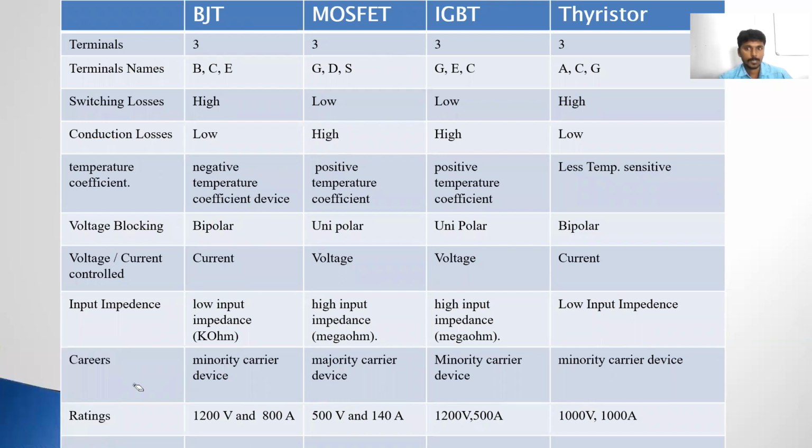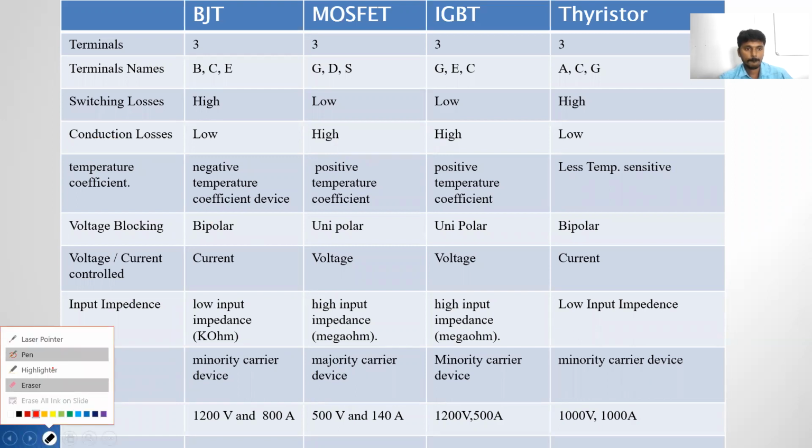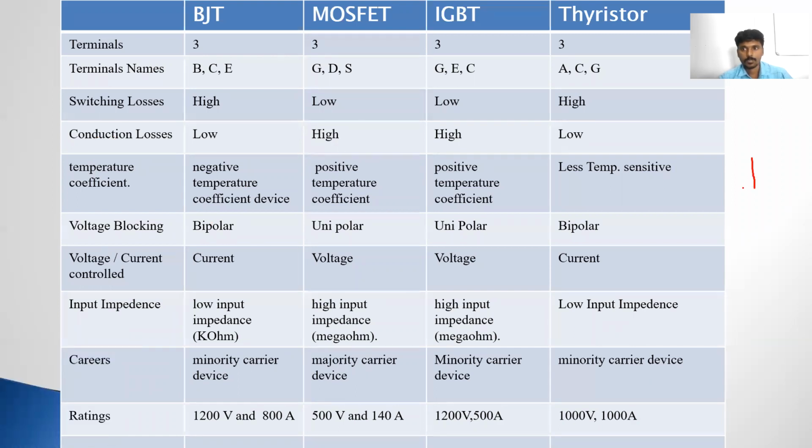Bipolar. Bipolar, because the thyristor can block the voltage in both directions. This is the thyristor. If we give positive supply to the anode and negative to the cathode, it can block the voltage, because the thyristor only turns on by giving the gate pulse. So it can block the voltage from anode to cathode. At the same time, it can also block the voltage in the other direction.